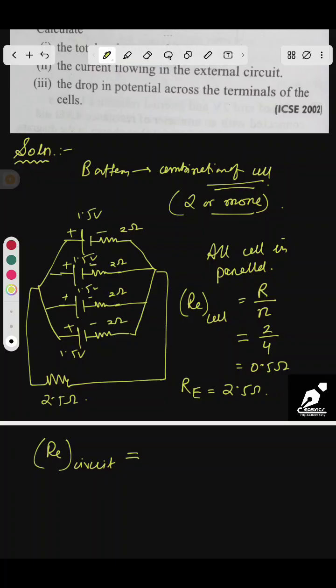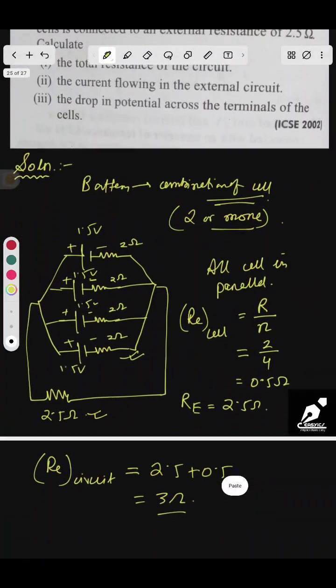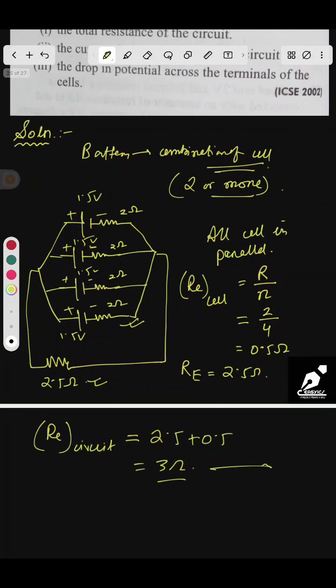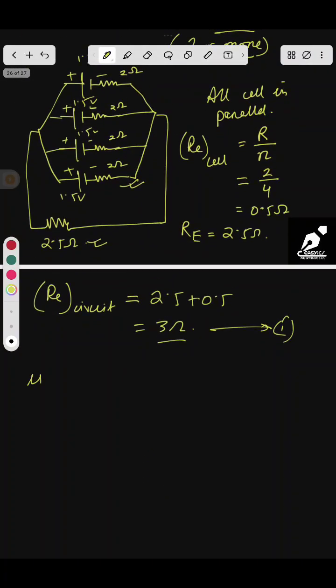We know that external resistance and internal resistance are always in series. It will be 2.5 plus 0.5, which is equal to 3 ohm. That is the total resistance of the circuit. Question number 1 answered. Second is the current flowing through the external circuit.